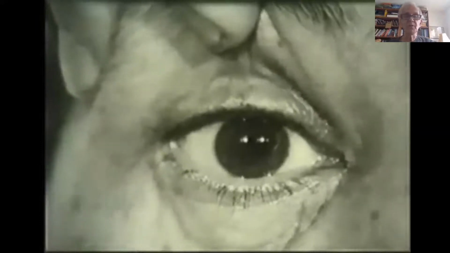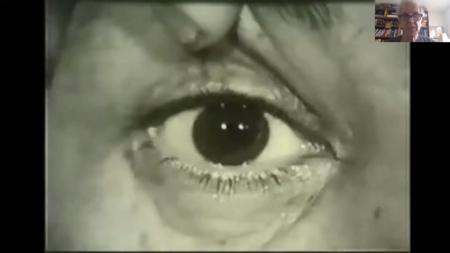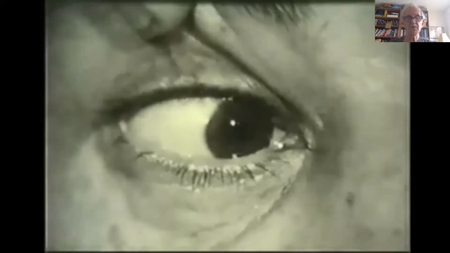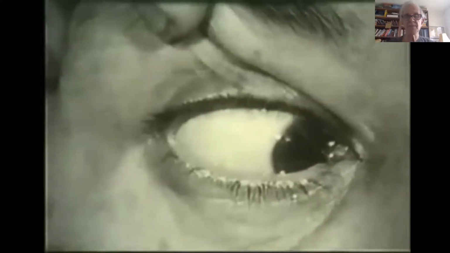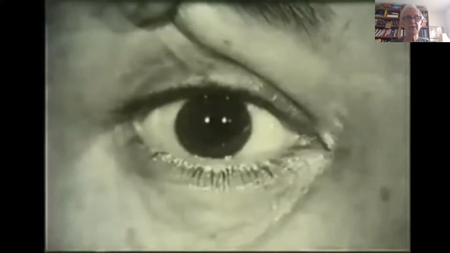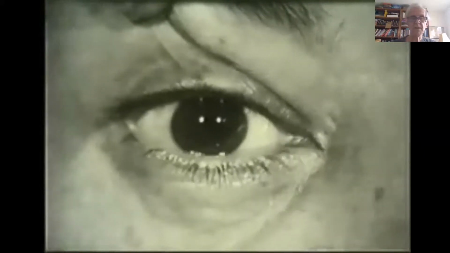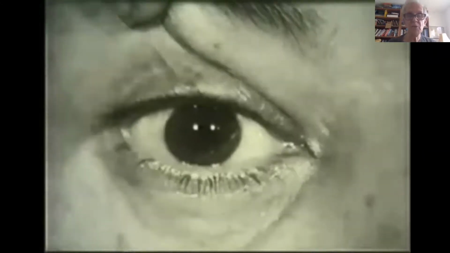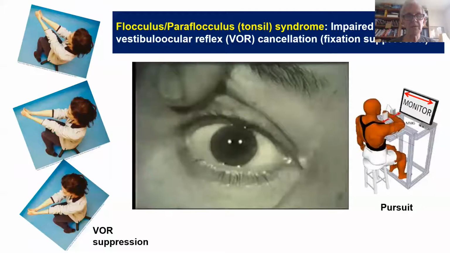Slow phases were in the direction she was looking. When we go in the other direction, you'll see a little more clearly the downbeat component. Downbeat is often brought out on eccentric gaze or with convergence in these patients or with positional head positions, supine, and there's another rebound nystagmus. So gaze evoked, downbeat, rebound nystagmus.